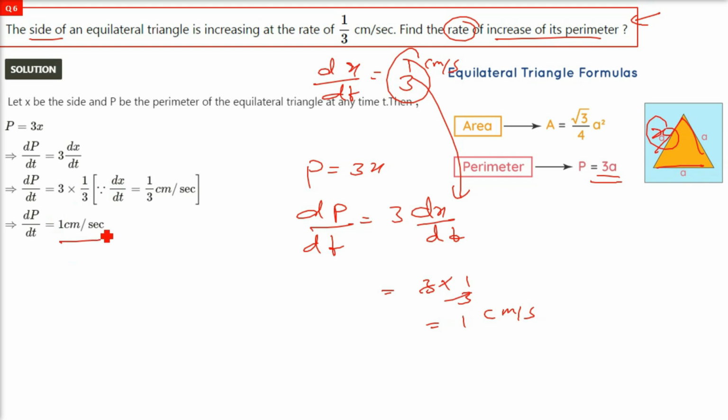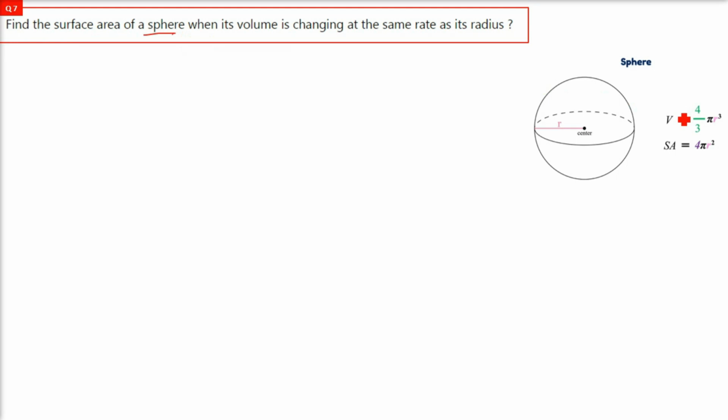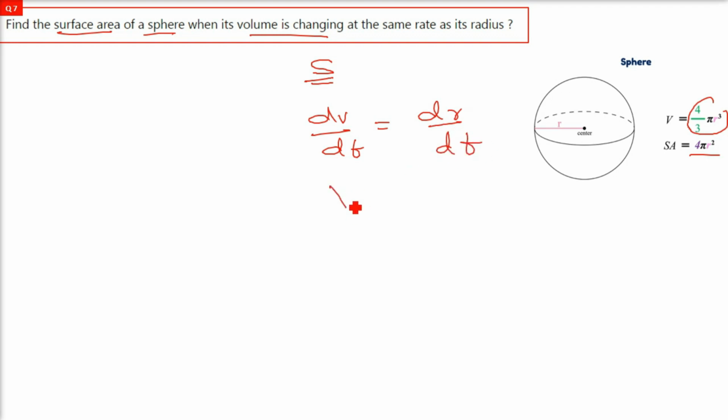This is how you're going to write all these sentences. You have to put it on paper. Find the surface area of a sphere when its volume is changing at the same rate as its radius. Surface area is 4 pi r square, so you have to find out 4 pi r square. They are not asking about the surface area rate of change or anything else, they are just asking what the surface area is. Let us assume it to be surface area S. We know it to be 4 pi r square. Now the rate of change of volume, dv by dt, is equal to the rate of change of radius, dr by dt. They have already given the precondition.